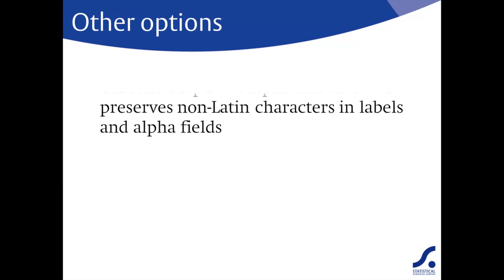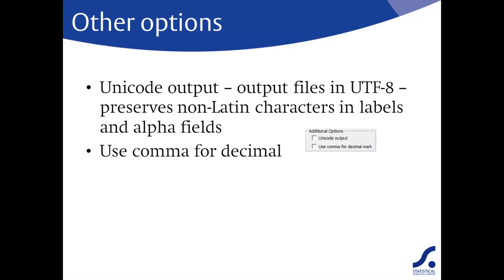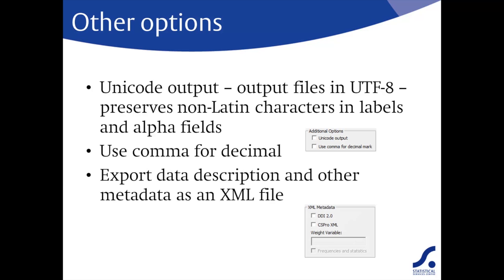Other options that were introduced in more recent versions of CSPro include the ability to output in UTF-8, preserving non-Latin characters in labels and text fields. There is also an option to output commas to separate decimals, as is common in many countries. Finally, there is an option to export metadata and the data description to XML format.